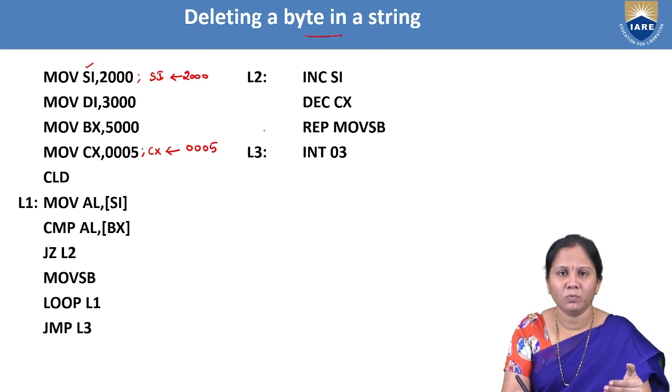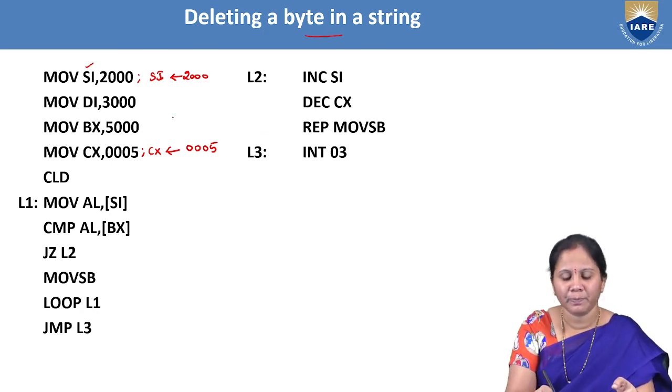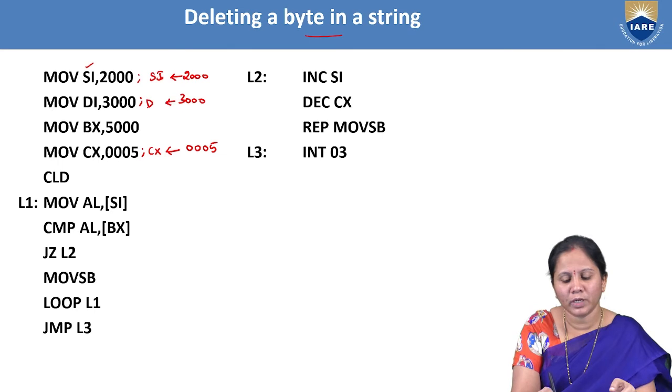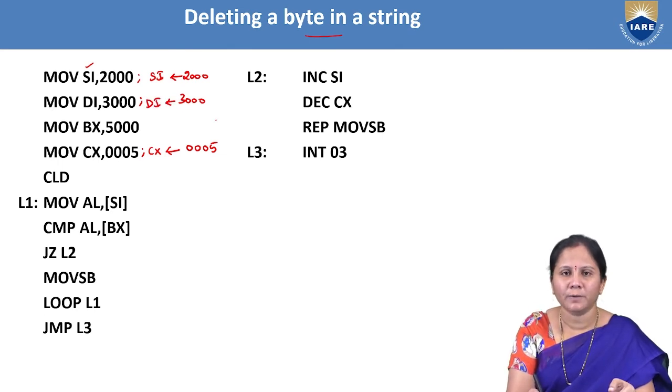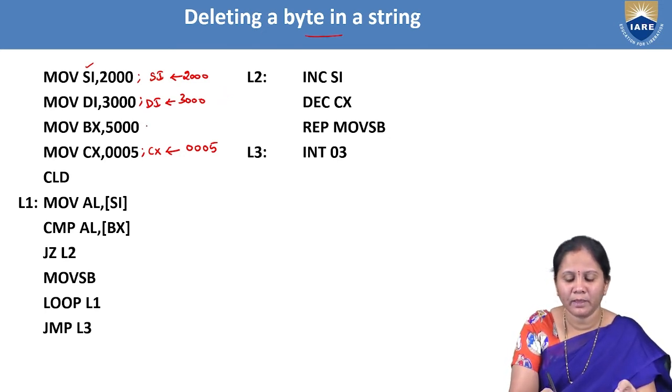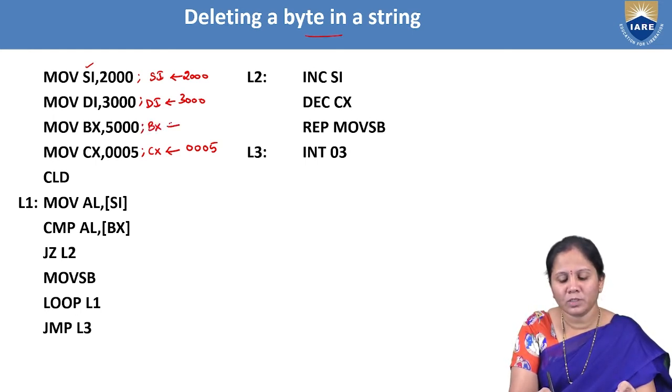5 numbers, which are of byte size, can be taken in the input string. Move DI, 3000 means the value 3000 will be moved into the DI location. So in this DI location, that is 3000, we are going to observe the output after deleting a byte in a string. Move BX, 5000.